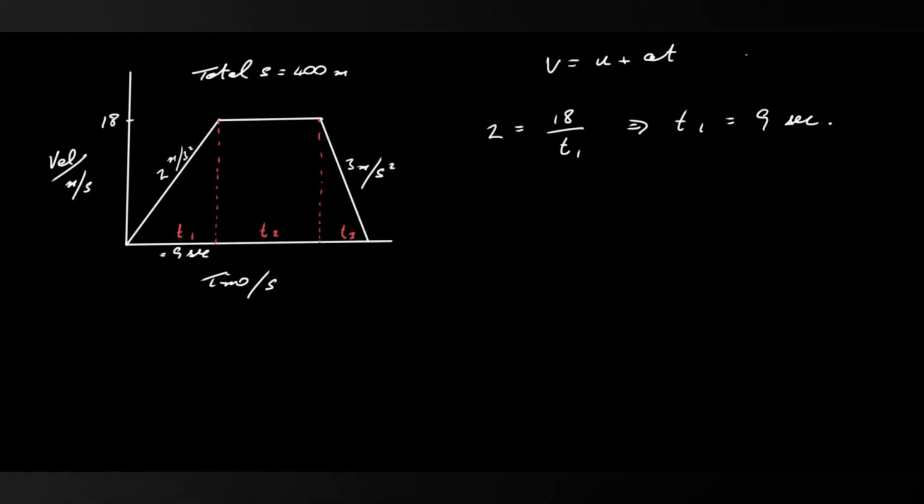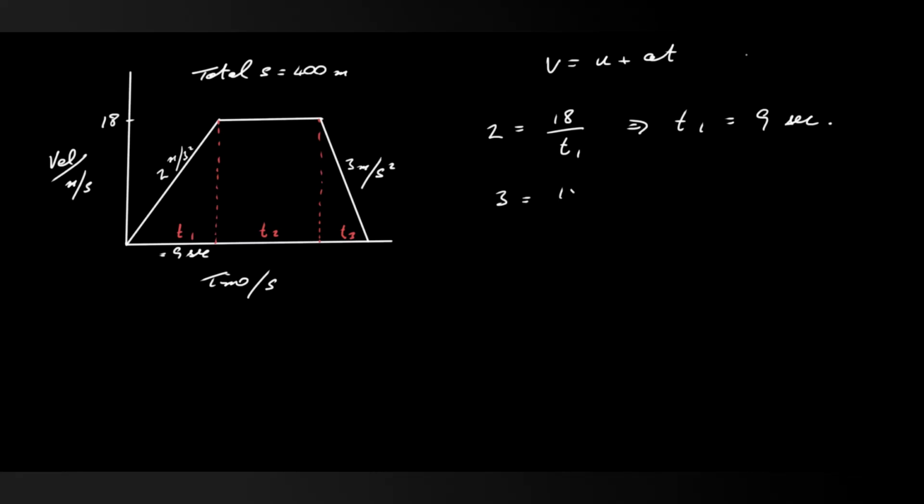Let's do t3 then, same thing again. The 3, which is the deceleration, is going to be calculated using this equation up here, or by just calculating the slope of the line. So it's going to be 18 divided by t3. So 3 then is going to be equal to 18 divided by t3. So that will just give us t3 is equal to 18 divided by 3, which is 6 seconds. So the time out along here is 6 seconds.